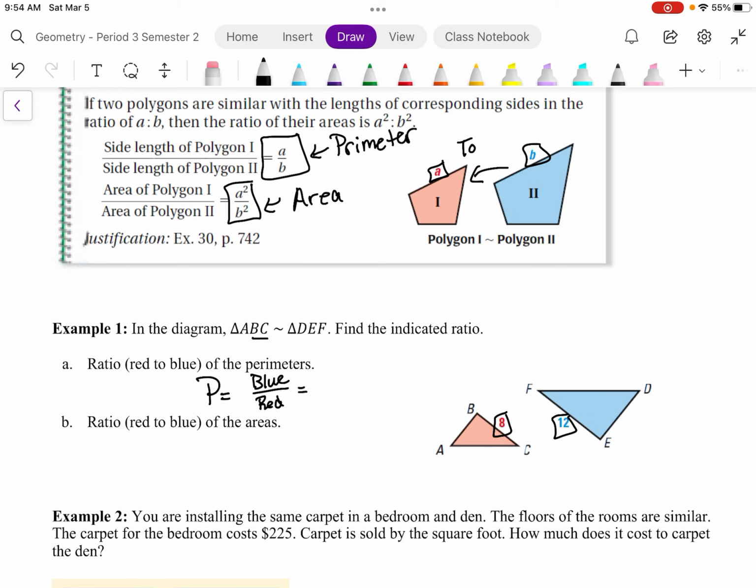And if we look, BC corresponds with EF. So we just need to write a fraction with those side lengths. Our side length of the blue is 12 over, and our side length of the red shape is 8. And don't forget to simplify your fractions. And both of these numbers are divisible by 4. So we would get 3 over 2.